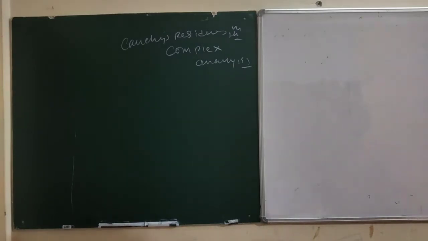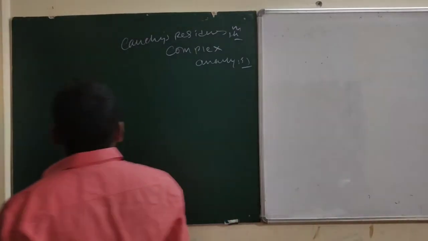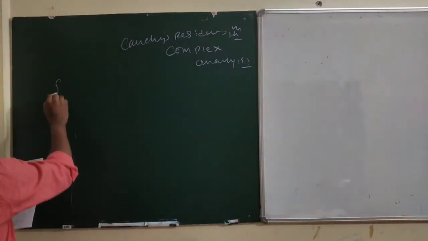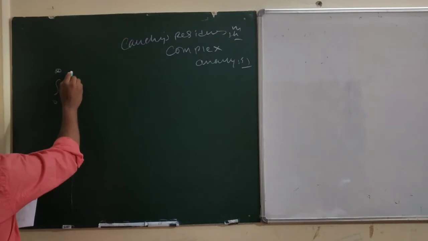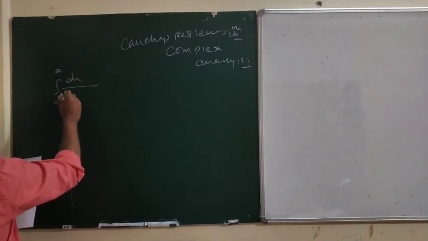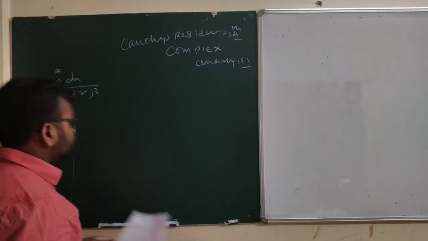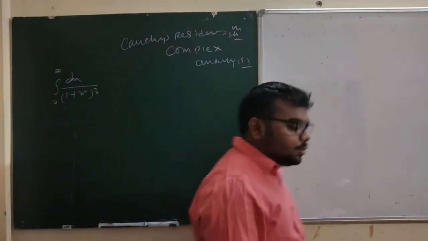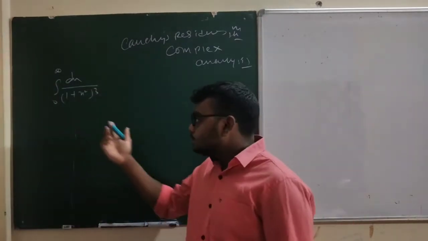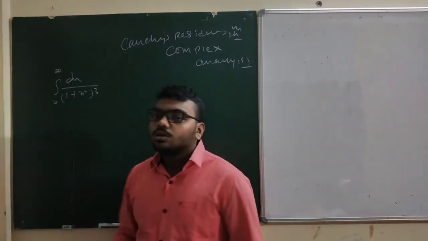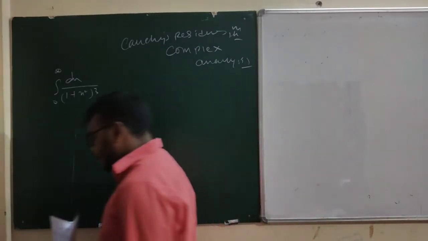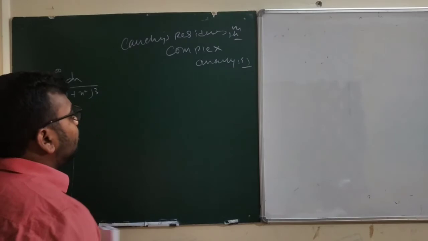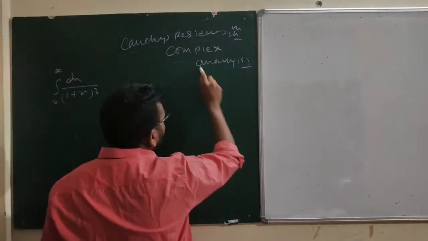So the first question here is the integration from 0 to infinity of dx upon (1 plus x square) to the power 3. First of all, pause the video and try to do it. How will you go through this question?